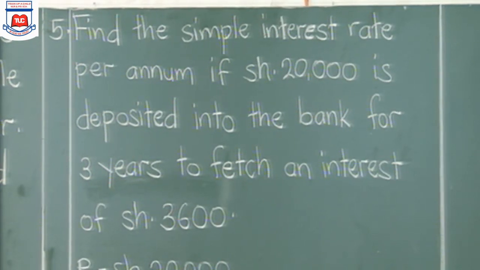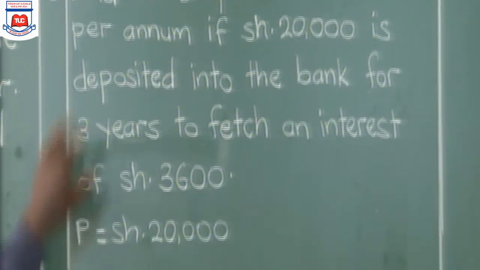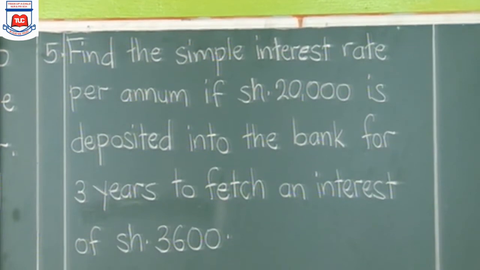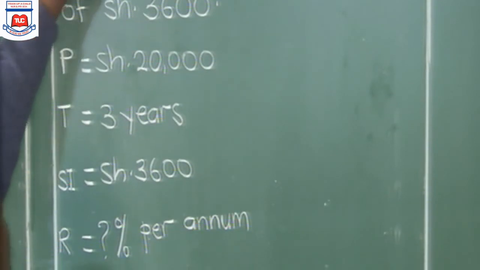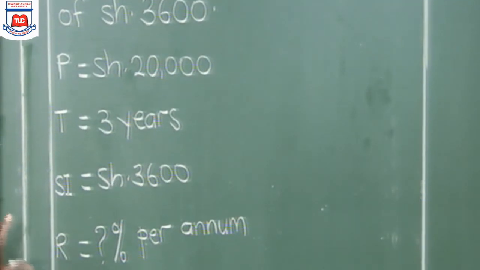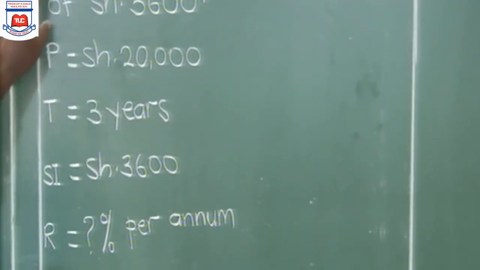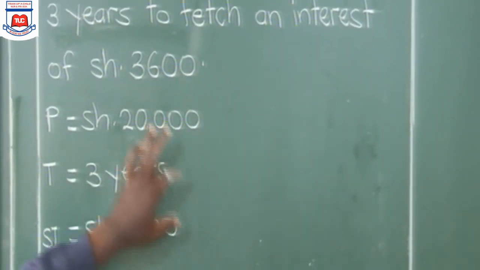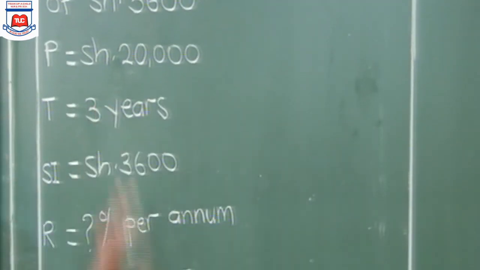Now, you are going to interpret like we have done for the other 4 examples. Find a simple interest rate. You say rate equals question mark percent per annum. Good. If 20,000 shillings is deposited into the bank, that is called the principal. You say principal equals 20,000 shillings for 3 years. You say time is equal to 3 years to fetch an interest of 3,600 shillings. You say simple interest equals 3,600 shillings.